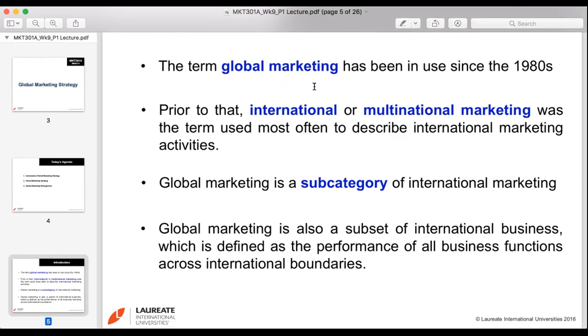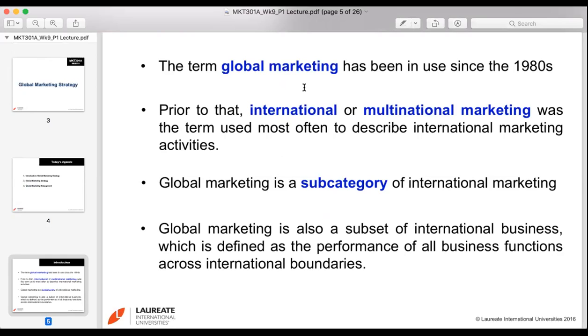International business is used to describe business activities beyond the boundary of a certain country, whilst international marketing is more about marketing activities, building relationships and transactions. Business refers to the entire business activities, such as manufacturing, human resources, and so on.